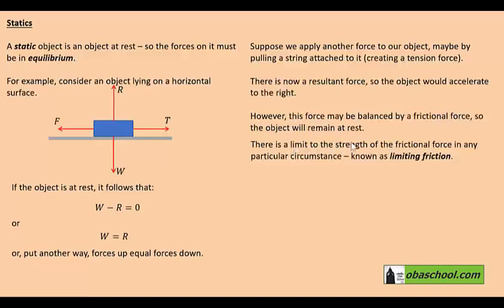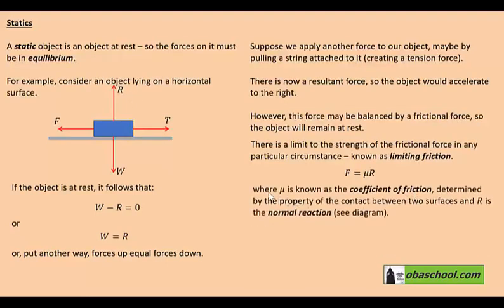There is a limit to the strength of the frictional force in any particular circumstance, known as limiting friction. The maximum size of the frictional force between two objects is equal to mu, which is the coefficient of friction, multiplied by R, which is the normal reaction force. So mu is the coefficient of friction, and that is determined by the property of the contact between two surfaces, and R is the normal reaction.